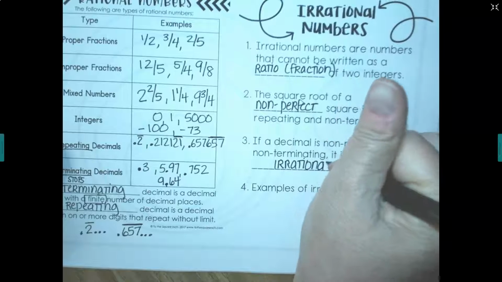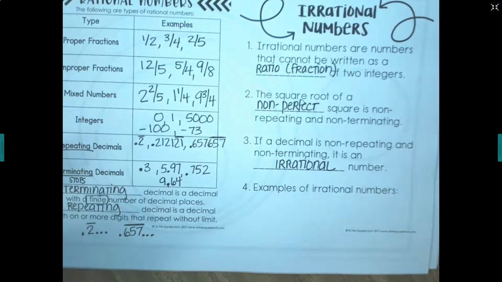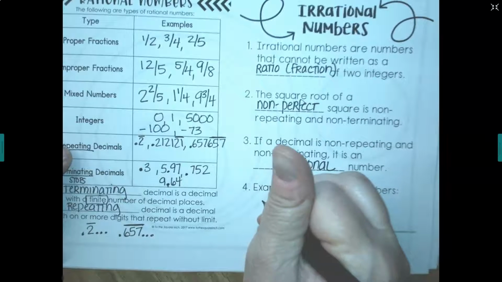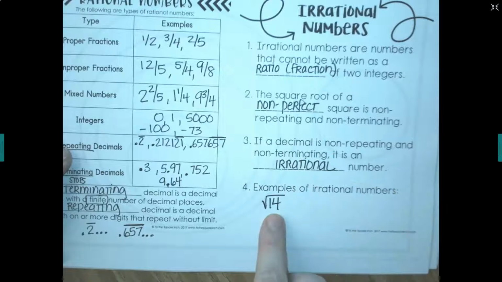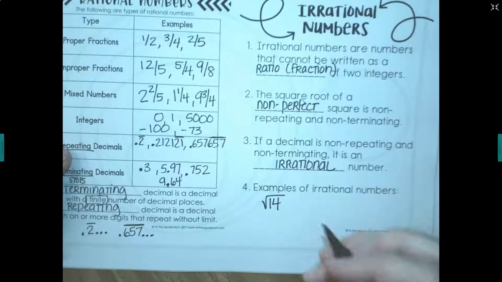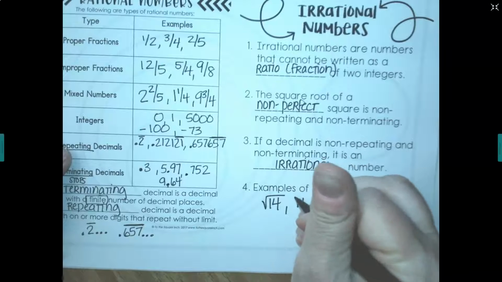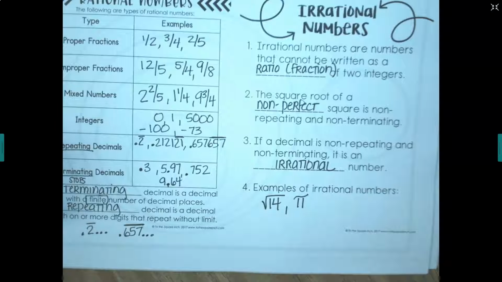So let's give you some examples here. Irrational numbers. If I have a square root with, say, a 14 in it, 14 is not a perfect square, so the square root of 14 is irrational. The most famous irrational number of all, pi. It goes on, they've taken it out a million decimal places without a repeating number, like a pattern repeating.